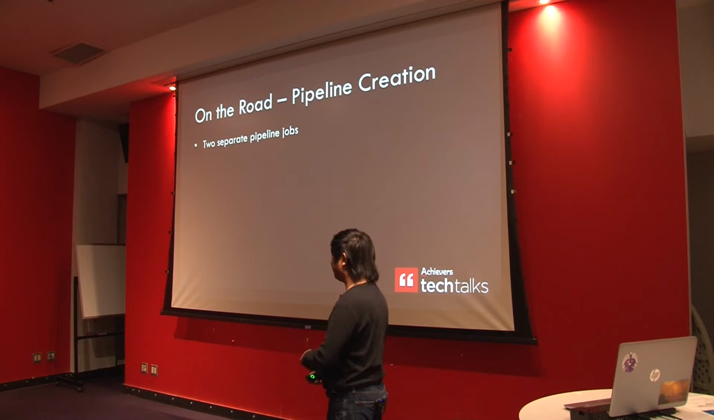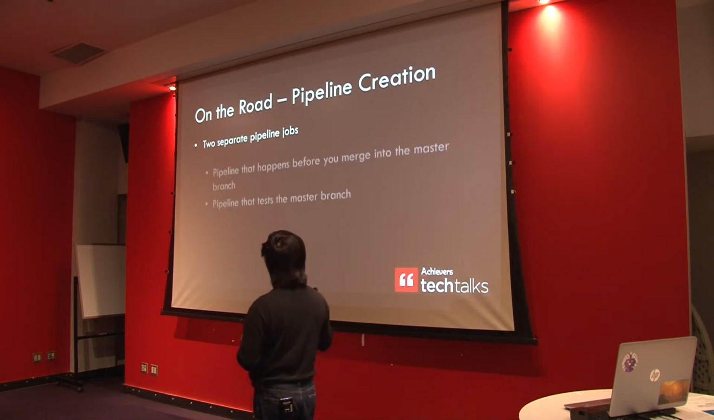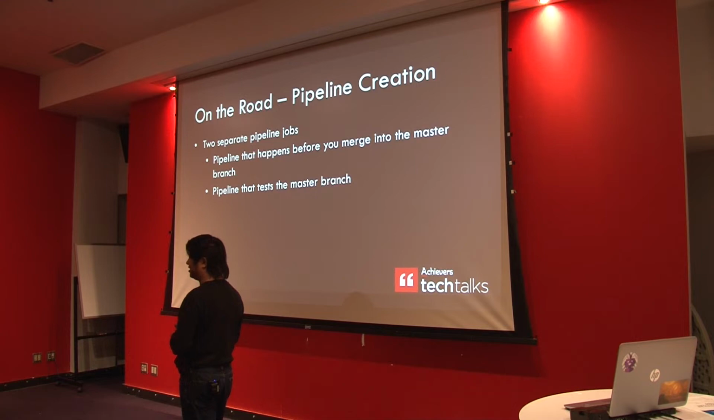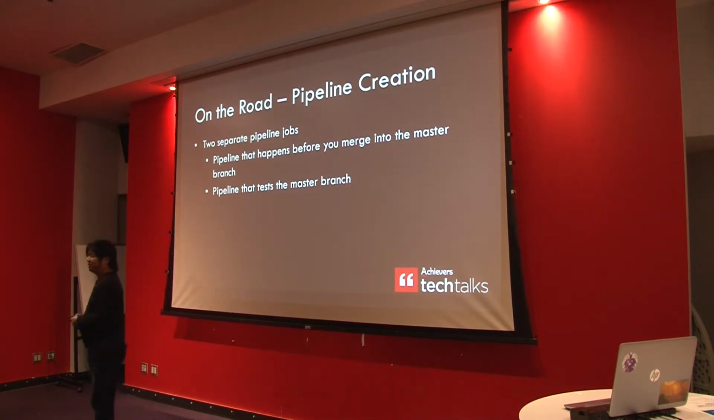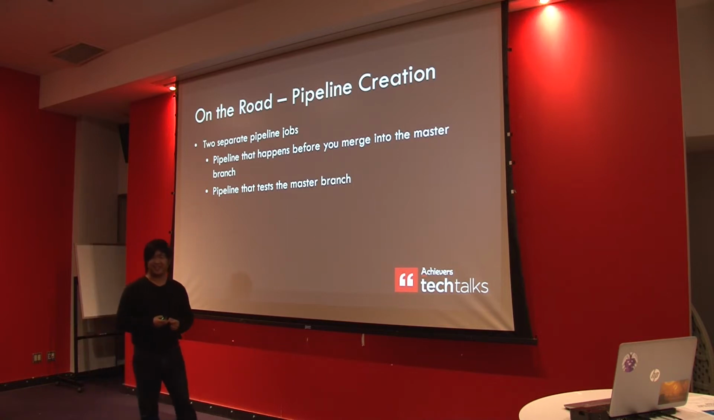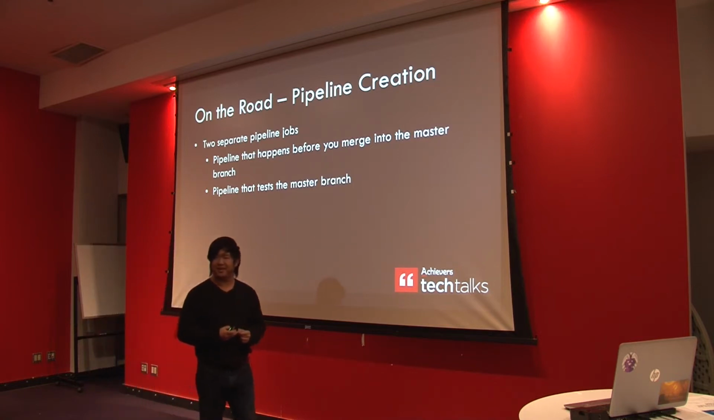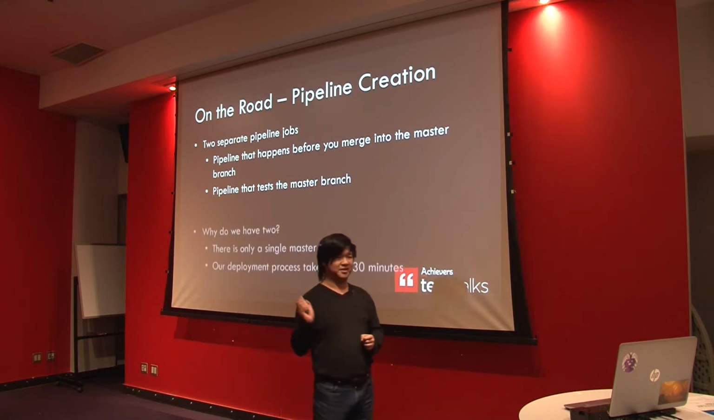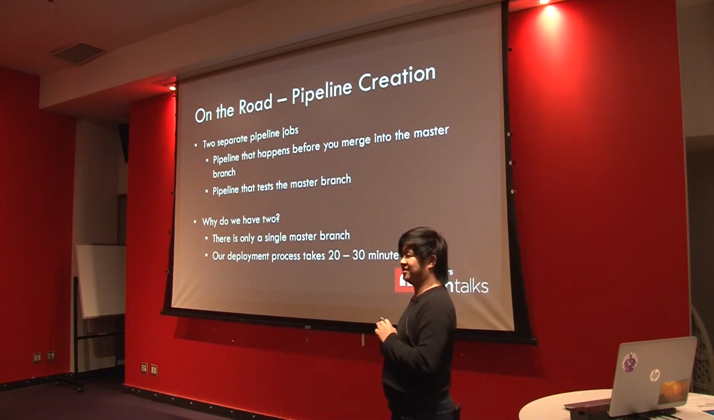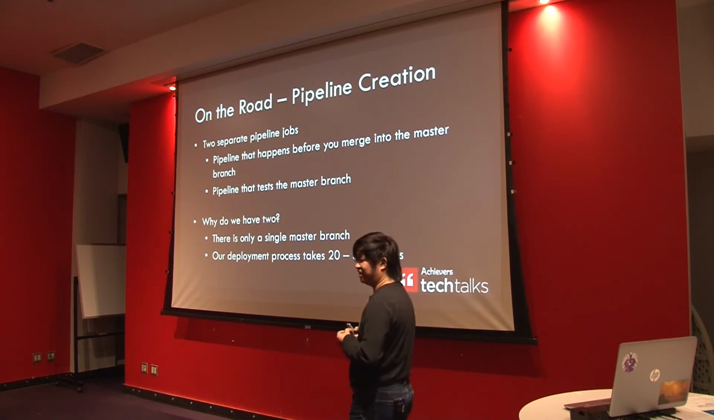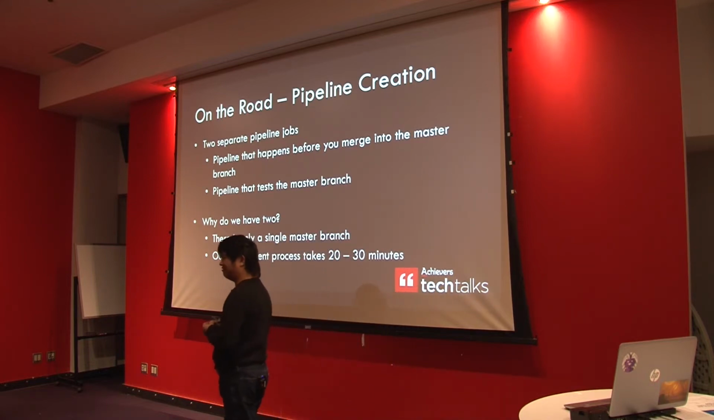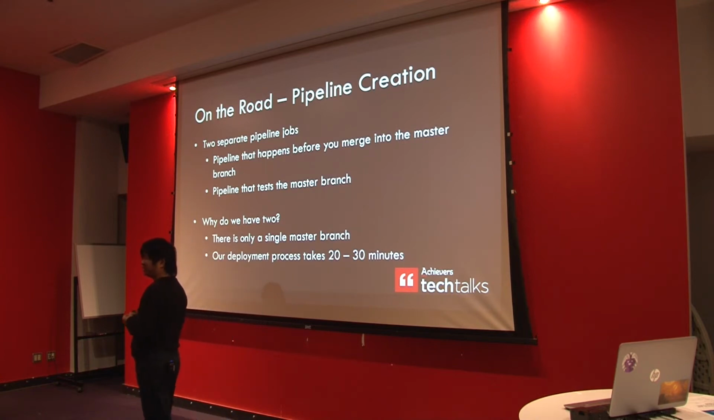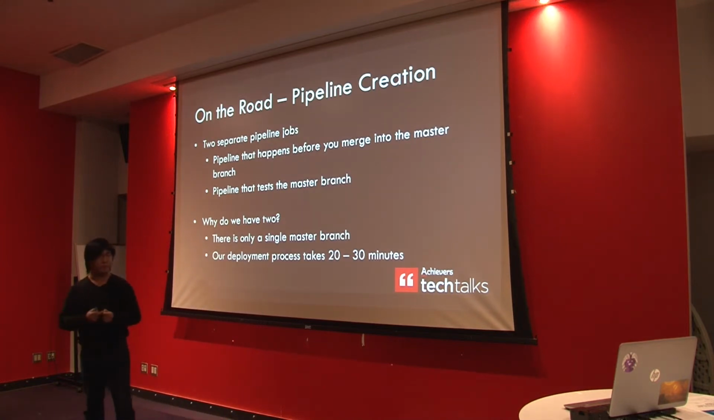So, here at Achievers, we've got 2 separate pipeline jobs. We have a pipeline that happens before you merge into the master branch, and we have a pipeline that happens after you merge into the master branch. I'm sure some of you are wondering, why do we have 2? Isn't the CI/CD process supposed to be 1 pipeline only? Here at Achievers, we're rather unique, and we have 2 because, number 1, we only have a single integration branch. And secondly, our deployment process, that is taking our monolithic application and putting it onto a server somewhere, takes about 20 minutes. Once again, we want our pipeline runtimes to be short. We want feedback to be quick so that developers can make changes quickly as well.